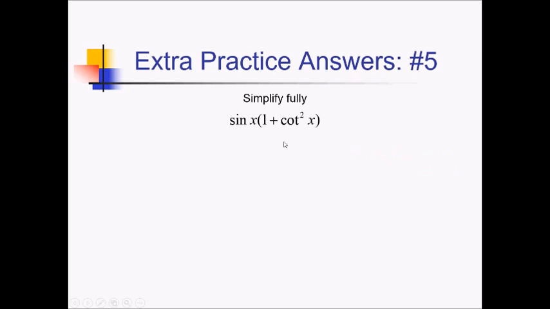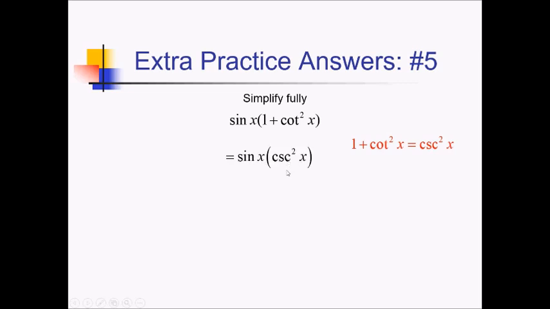To simplify this problem, the first thing I notice is that we have this squared trig function here. So just thinking about my little acronym PAX, the P in that, Pythagorean Identities, there's an identity that has cotan squared in it. 1 plus cotan squared equals cosecant squared. So I'm going to go ahead and replace this 1 plus cotan squared with cosecant squared.